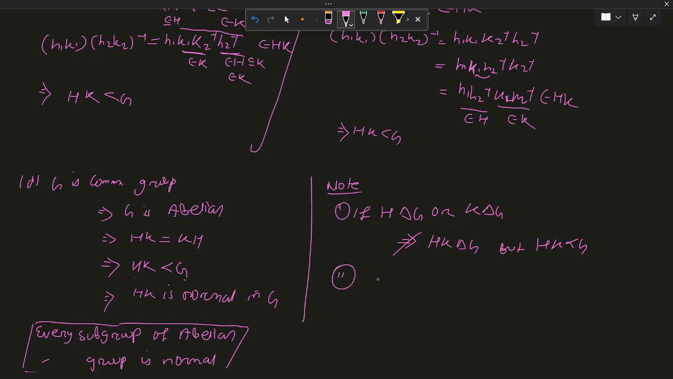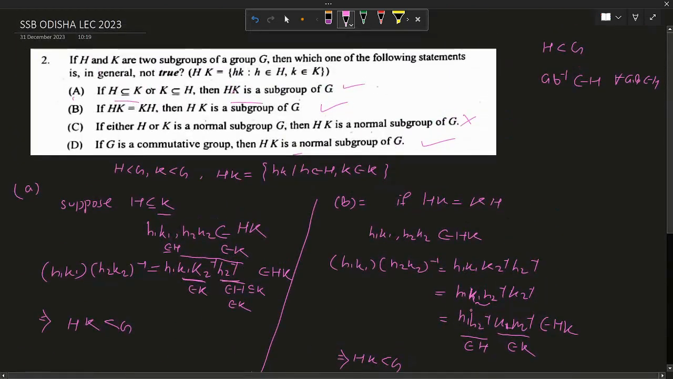So if both of them, if H is normal in G and K is normal in G, this also doesn't imply HK is normal in G. Okay, so option C is false. Sorry, option C is the answer here, since it is the statement that is not true.